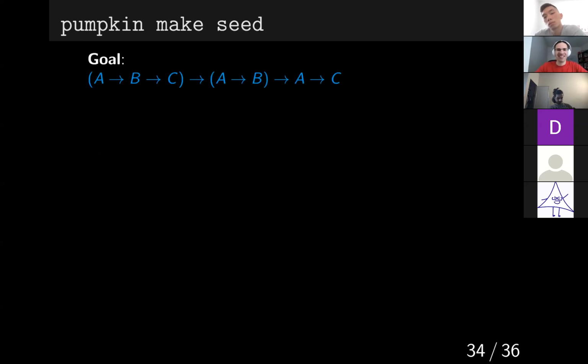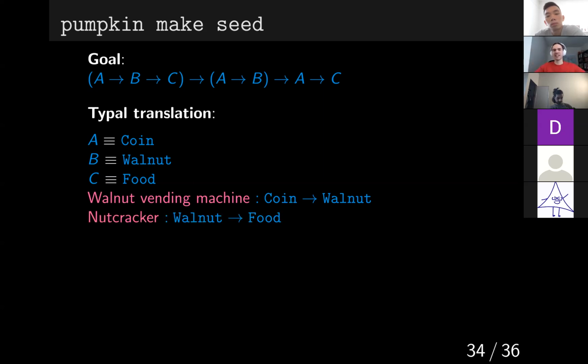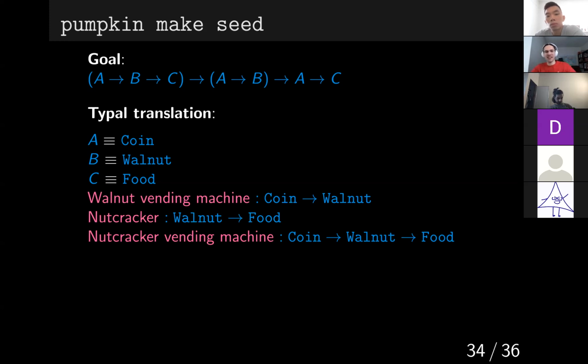Okay, so let's do a translation into types. I'm going to say that A is the type coin, B is the type walnuts, C is the type food. Then a walnut vending machine is something that takes coins and produces walnuts. It has type coin to walnut. A nutcracker takes walnuts and produces food. A nutcracker vending machine takes coins and produces something of type walnuts to food. And so what was the solution?